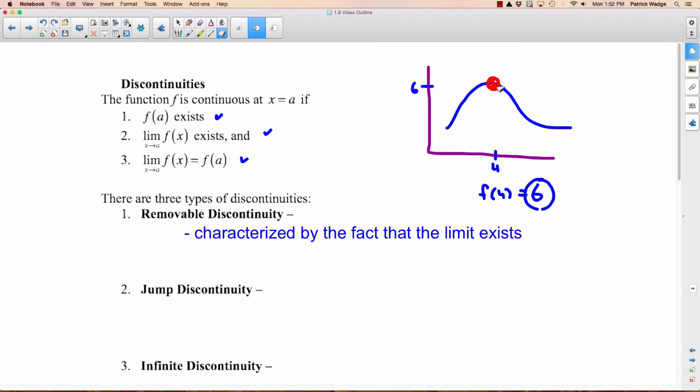It's 6, but f of 4 does not exist. So because of that, it's discontinuous. Okay? A hole shows up in the function. So that's this example right here, where you get a hole in the function.